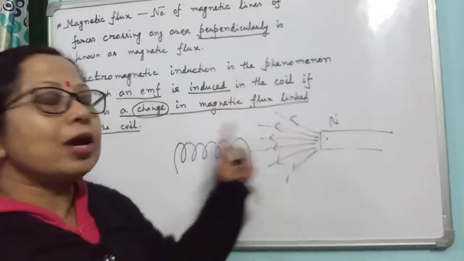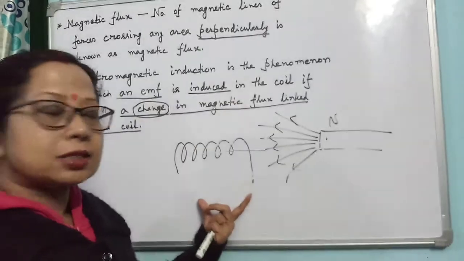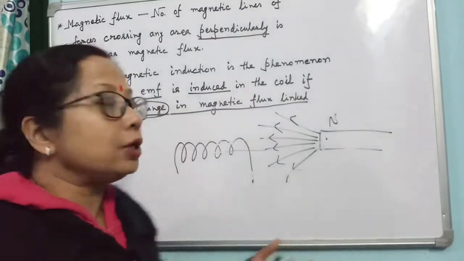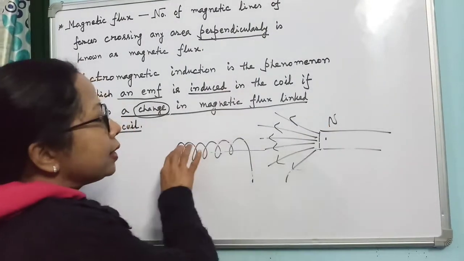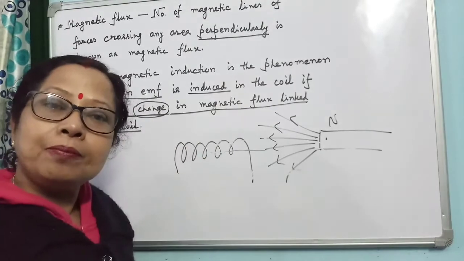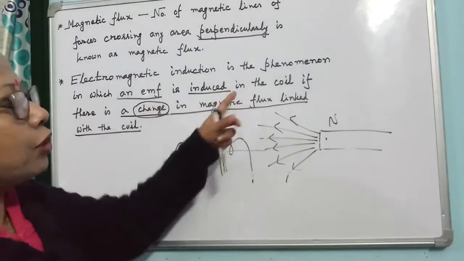Here you see, when we performed the experiment, I said that I kept the coil fixed and the North Pole was taken towards it. Now you can do this: keep the North Pole fixed and take the coil towards the North Pole, then also the same thing will happen. Alright, it means electromagnetic induction will take place and EMF will be induced.